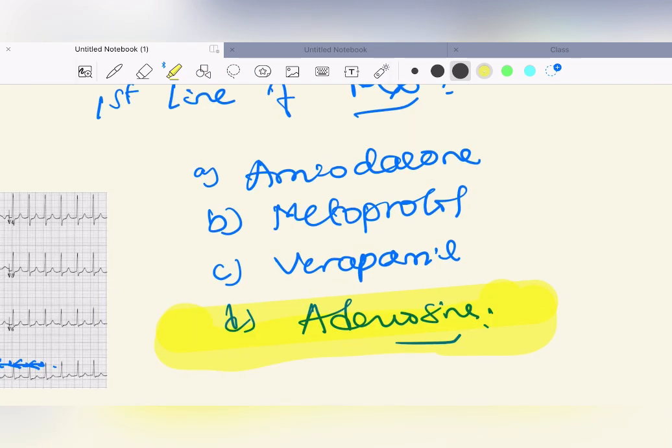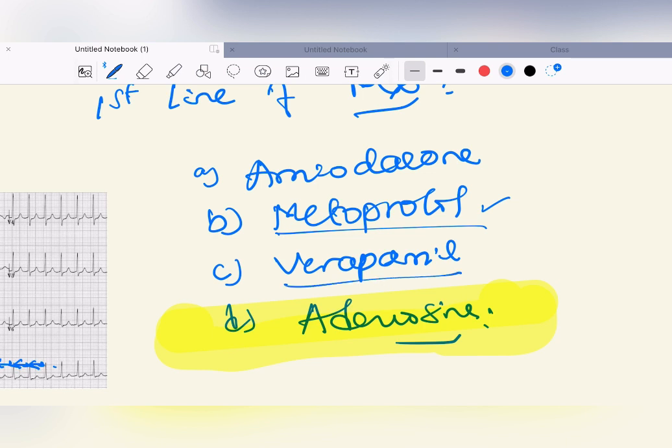So when do you use metoprolol in case of PSVT? Metoprolol is a beta blocker. A beta blocker is given when you have tried adenosine and the patient doesn't come back to normal sinus rhythm, and you tried verapamil, the calcium channel blockers, but the rhythm still doesn't come back to normal. At that time you use beta blockers. Other beta blockers used in PSVT management are esmolol, propranolol, and atenolol.